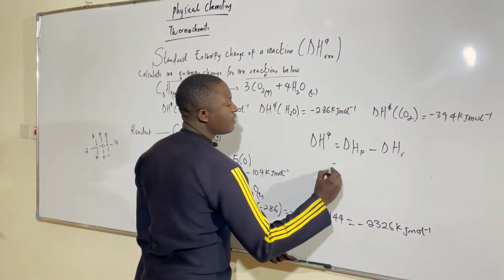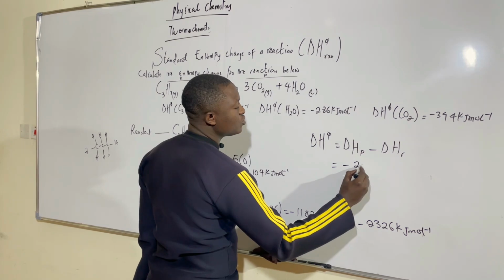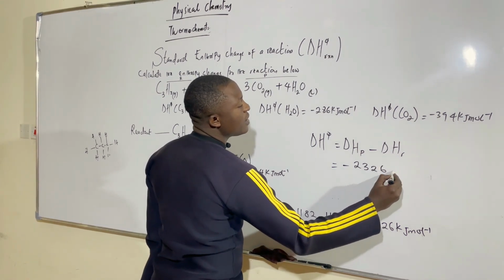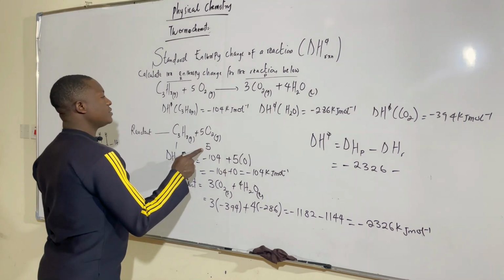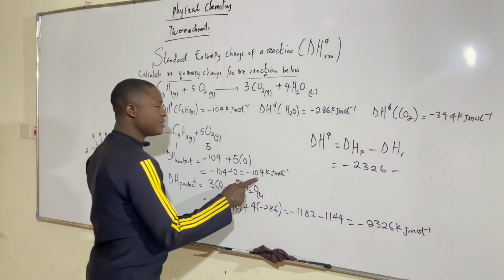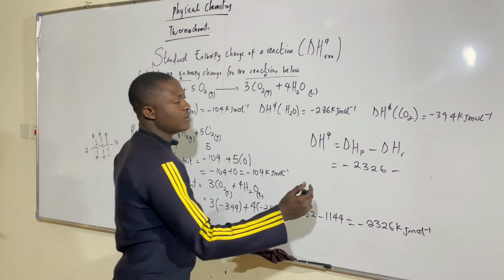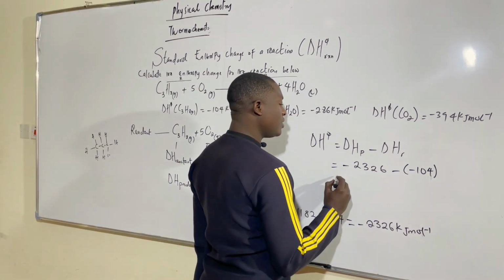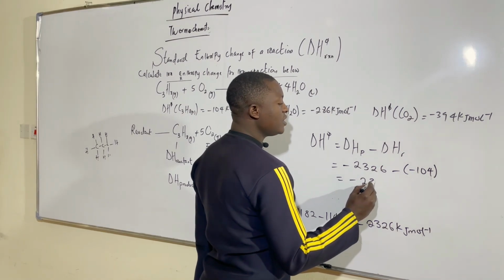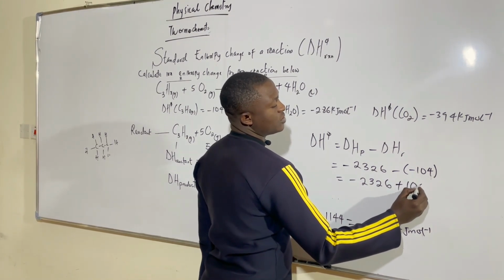So here, what do we have at the product? What I have is minus 2326 minus, for the reactant, what we have there is minus 104. Can you see? This is a bracket of minus 104. So here we can have minus 2326, minus times minus, I can have plus 104.